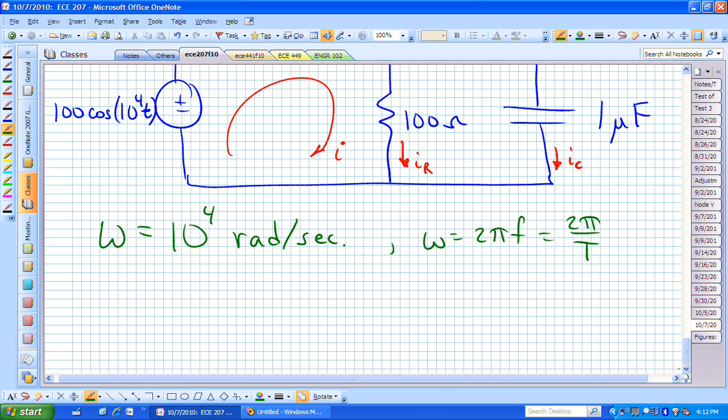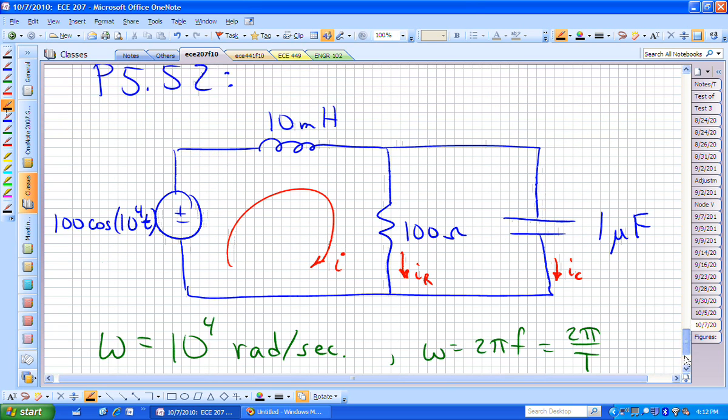Okay? Where was I? Oh, I need to find these red currents, but I need to find their phasor forms. What's the impedance? So now I'm going to redraw that circuit in the frequency domain, in the complex domain. And to do that, I need to now identify the complex impedances for the inductor, resistor, and capacitor.